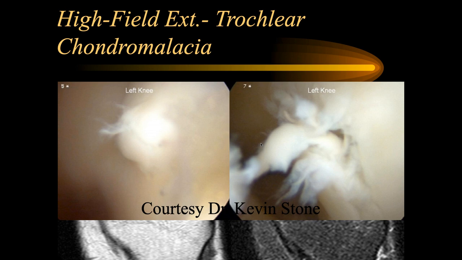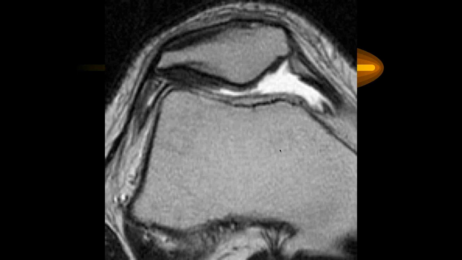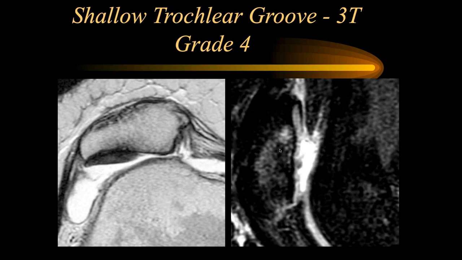And this is what it looks like arthroscopically, all this kind of crab meat tissue of the articular cartilage. And then when you debride it, it turns out to be a much larger lesion, and this was grade 4. And further grade 4 chondromalacia, more chronic grade 4 chondromalacia.